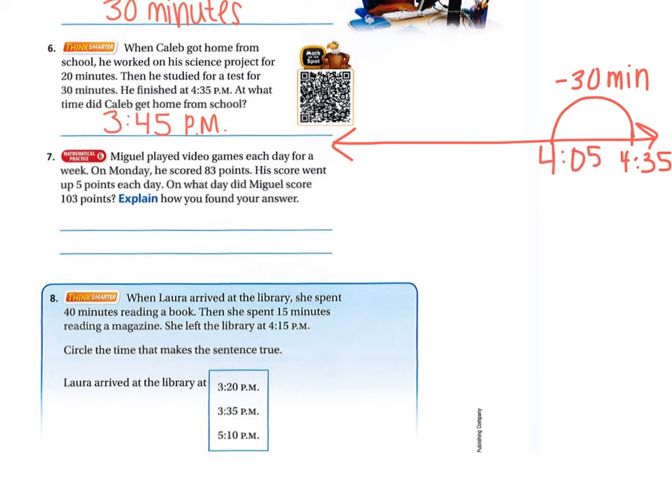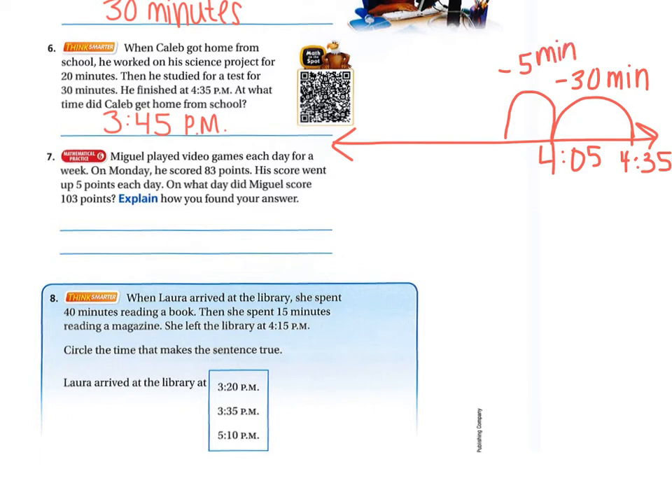If that was too big of a jump for you, you could have broken that up into smaller jumps, whatever works best for you, as long as you get a total of 30 minutes backwards to get 4:05. From there, we need to subtract the amount of time he worked on his science project, which was 20 minutes. So I think I need to break this one up because I'm at 4:05 right now. Jumping back 20, I think, is kind of difficult. So I'm going to break this up into 5 minutes and then 15 minutes.